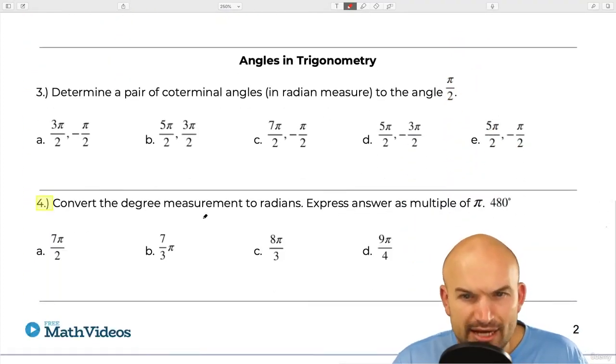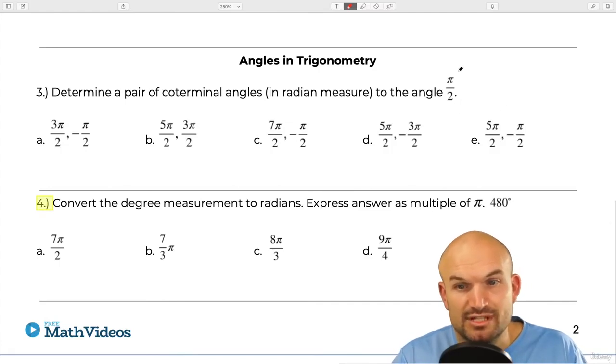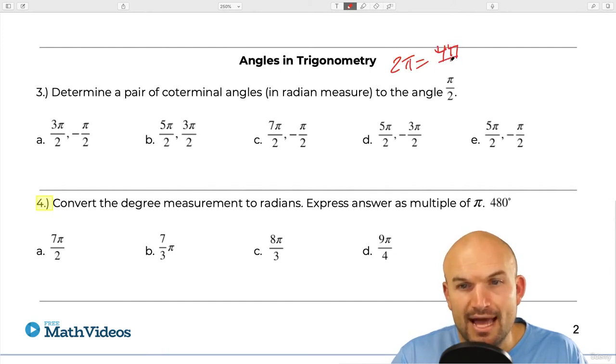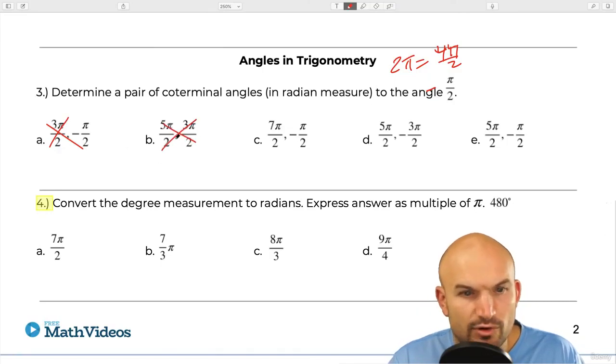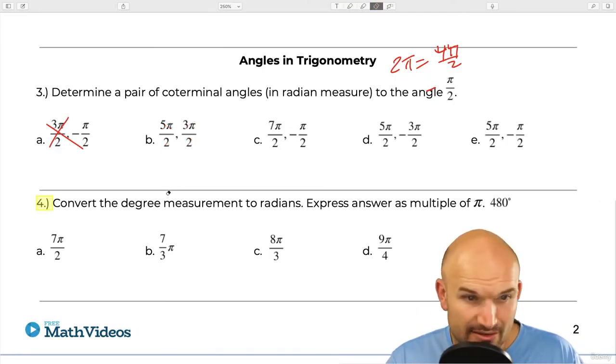Determine a pair of coterminal angles in radian measure of pi half. So we're just going to be adding 2 pi. So again, 2 pi is equal to 4 pi halves, right? So if you add 4 pi or subtract 4 pi, that doesn't work. That one doesn't work. No, 5 pi would work. If you subtract 4 pi, so 3 pi over 2, though, it doesn't work.